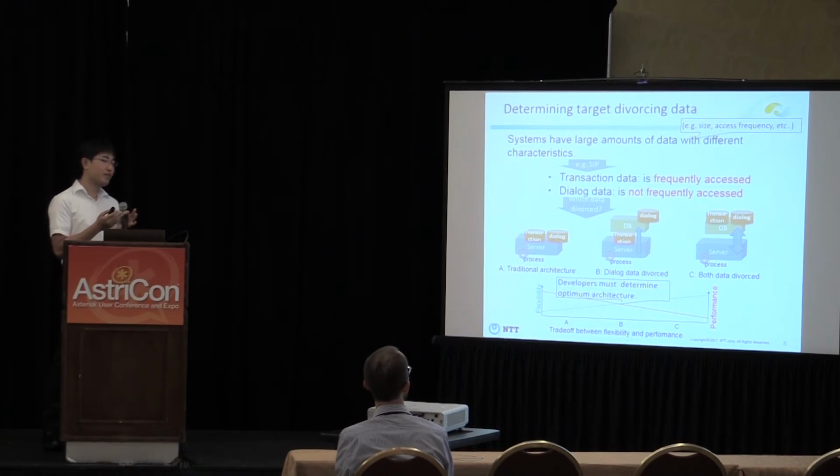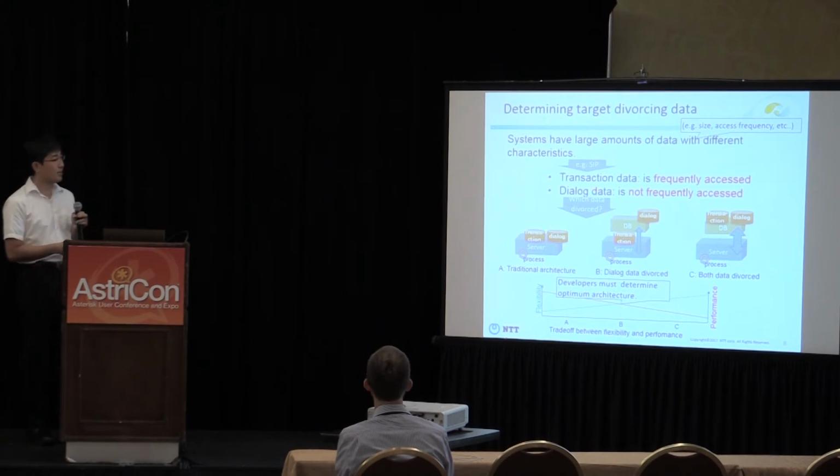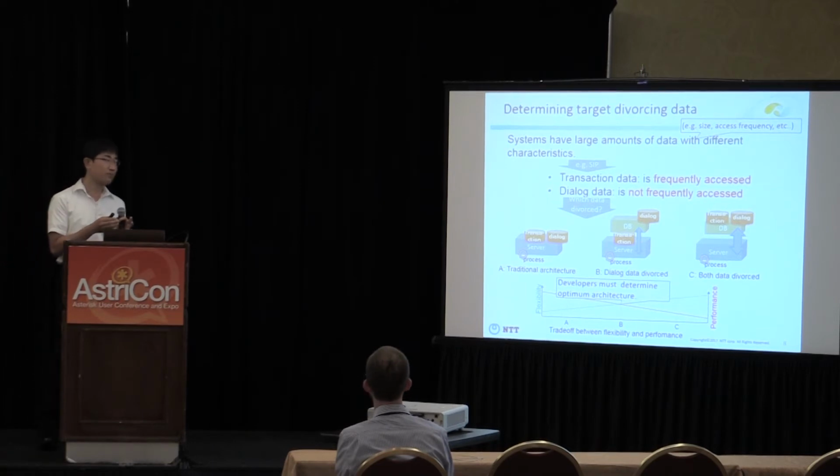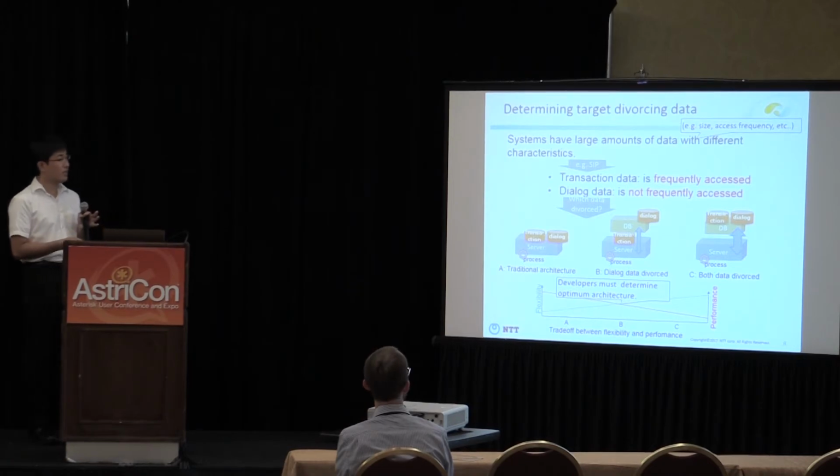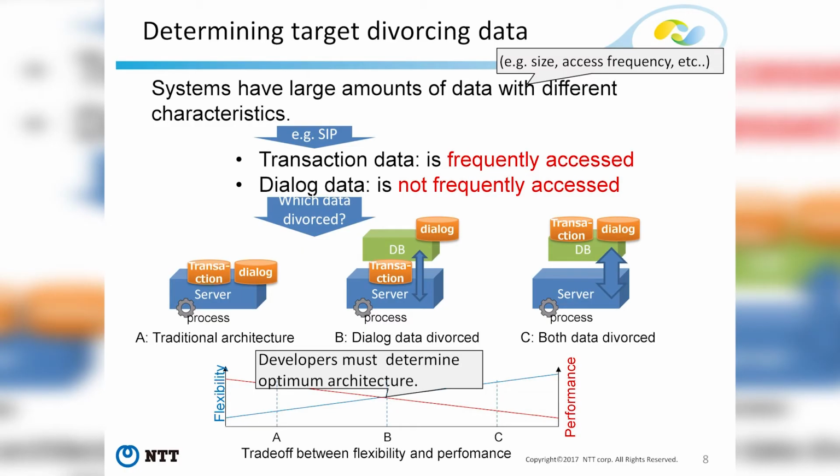And in SHIP, there are some status data, transaction data, and direct data. Transaction data is accessed more frequently than direct data. This is because transaction data arises for every SHIP request, and direct data arises for every SHIP call. So in this case, there are also different characteristics. Which data should be debossed?